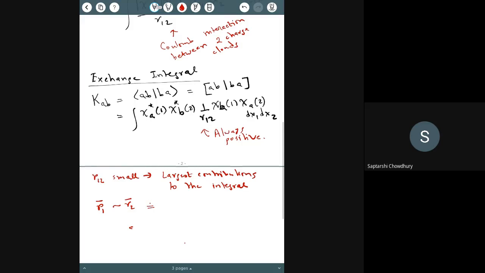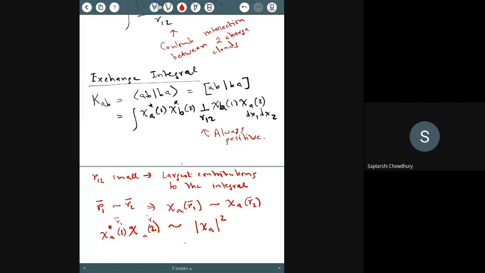And when they are largely similar, it means that chi A R1 and chi A R2 are also largely similar. So then, if you look at chi A star 1 into chi A2, then this is almost the same as chi A mod square, because R1 and R2 are similar.